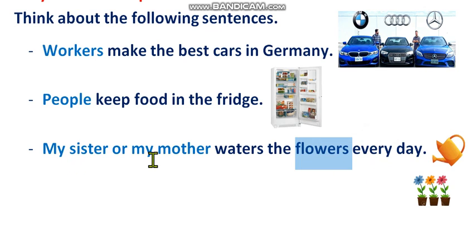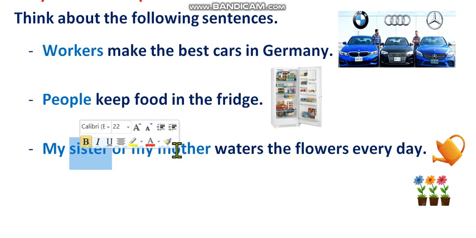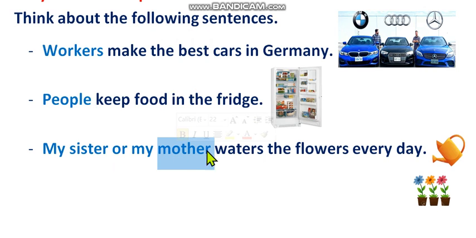So how do we change these sentences from this active form? This form that we are looking at is active because the workers are the real doers, the ones who make the cars. The people are the ones who keep the food in the fridge. My sister or my mother, I'm not sure which, is the one who waters the flowers. So let's have a look.